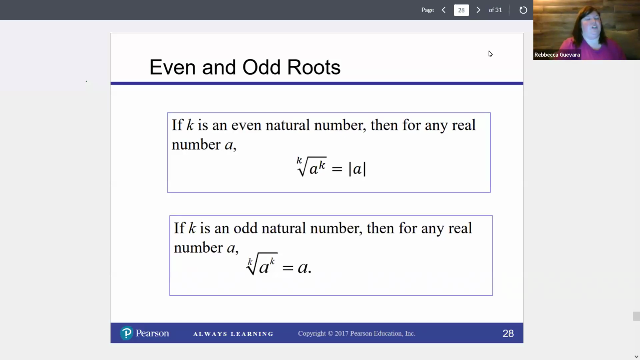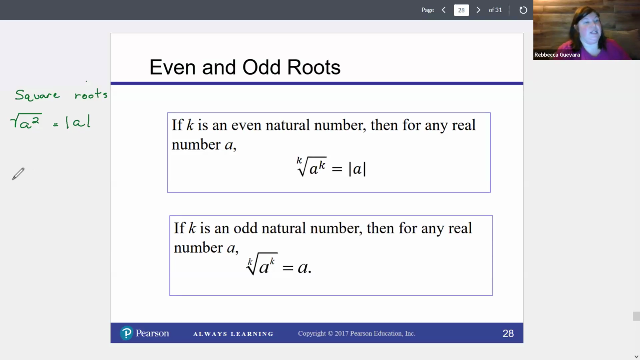All right, so we're going to talk about even and odd roots. We saw when we talked about square roots that if I had the square root of a squared, that was the absolute value of a that we got back. And the reason that works is because square roots have a principal root and a negative root.